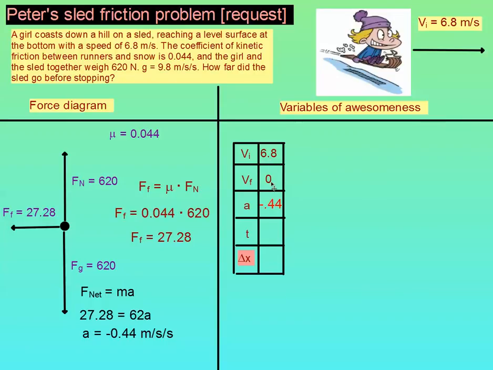And if you know 3 of the variables of awesomeness, then you're going to be able to figure out the other 2. The one that we're particularly after here is delta x. So I'm looking for a formula that has a VI, a VF, an A, and a delta x in it. In this case, the formula that's going to do the trick is this one, because it has a VF, a VI, an A, and a delta x. So let's solve for delta x. If I toss the values in, then we get delta x equals 52.5 meters. Not a bad run.